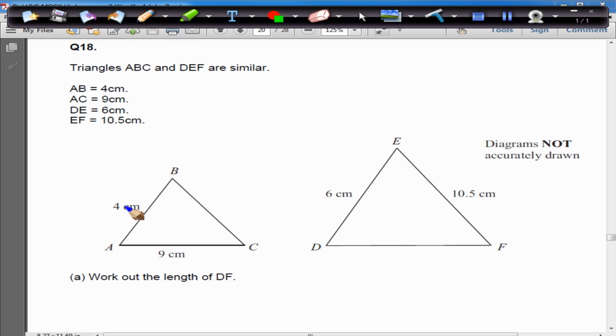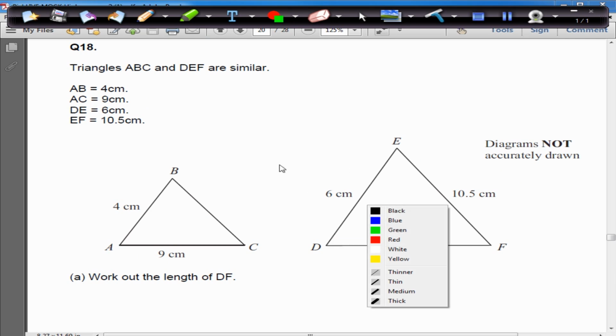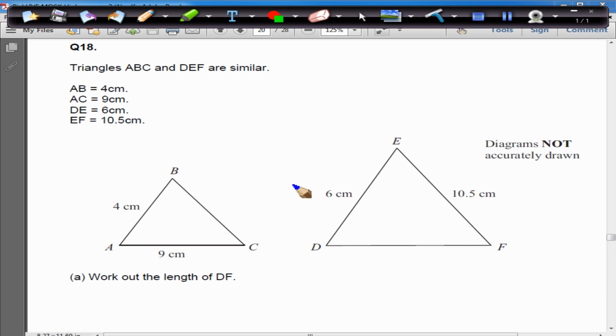Right, triangle ABC, this one here, and triangle DEF are similar. Now, let's give us some measurements here. That's 4, that one's 6, that one's 9, that we don't know, that one's 10.5. Work out the length of DF. So we've got to work out this length here. In order to work out this length, we have to get the 9 and multiply it by the scale factor.